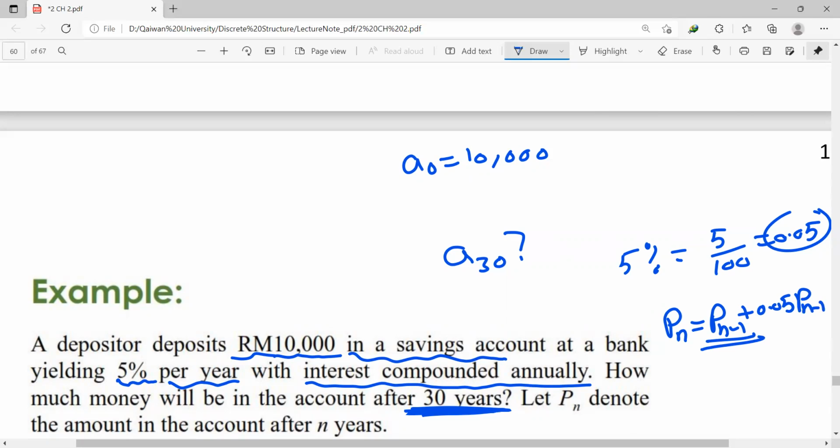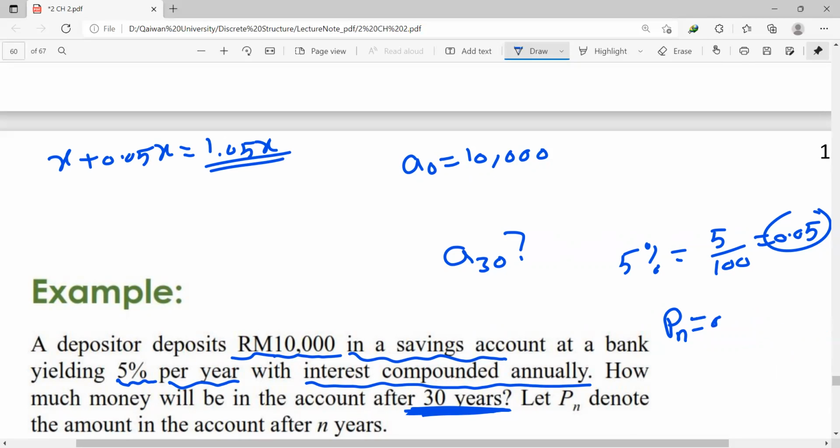Okay, that means the money, then the interest. This is the interest. So it's Pn minus 1 plus 0.05 Pn minus 1. If you have, let's say, x plus 0.05x, it equals what? 1.05x, is it? It's the same. If you have P1 plus 0.05 P1, that means Pn equals 1.05 Pn minus 1. This is Pn.